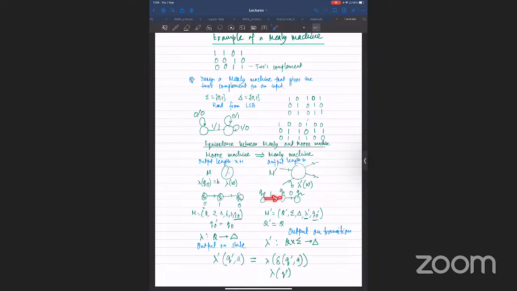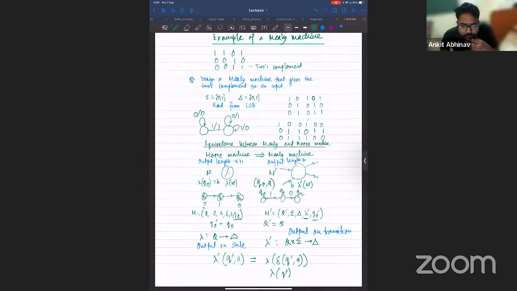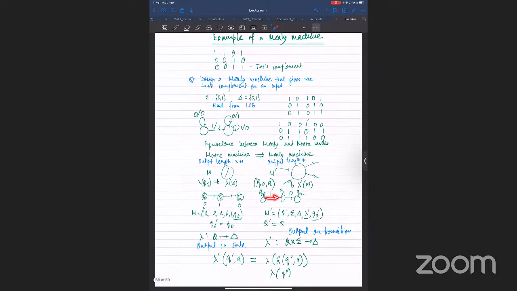Q prime comma a is this transition. But what is this q prime? This q prime is actually this q0 here, because it's the q prime a. So I'm talking about this transition. This transition is nothing but q0a, correct? Yes, this transition is q0a. So I'm defining the transition on this one.